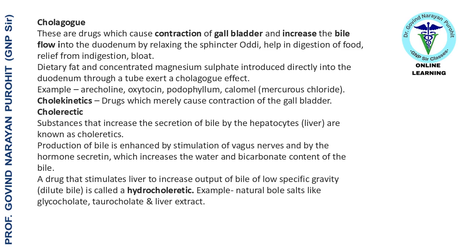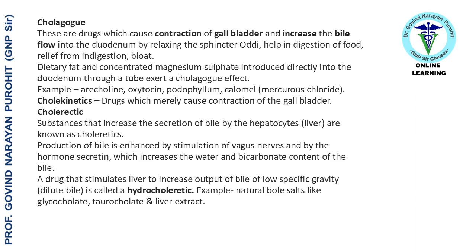Cholagogues are drugs which cause contraction of the gallbladder and increase bile flow into the duodenum by relaxing the sphincter of Oddi, helping in digestion of food and relief from indigestion and bloat. Dietary fat and concentrated magnesium sulfate introduced directly into the duodenum through a tube exert a cholagogue effect. Examples: arecoline, oxytocin, podophyllum, calomel, mercurous chloride. Cholekinetics are drugs which merely cause contraction of the gallbladder.